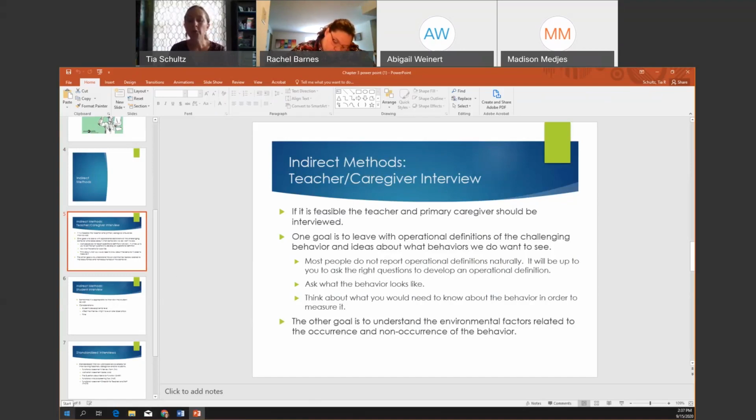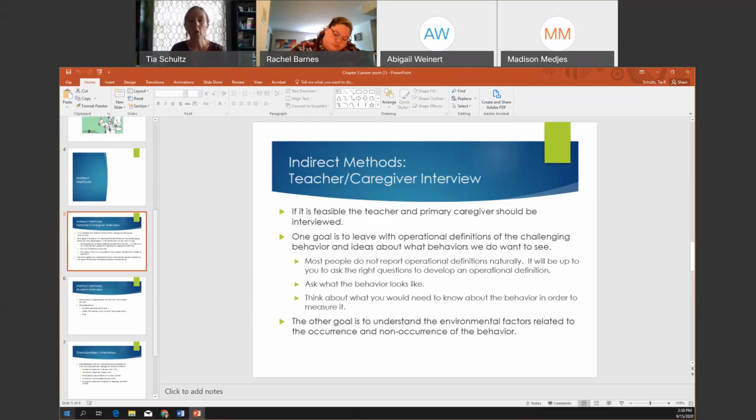The primary goal of your interview is going to be to start to define what that challenging behavior is. And we want to work toward having an operational definition. So we want to have a definition that is measurable and observable. And people who aren't trained in behavior aren't necessarily going to report challenging behavior in this way because they're not trained to do so. And so it might be the case that they are going to say something more like the student is acting out, or the student is tantruming, or the student isn't getting things done. And those are vague definitions.